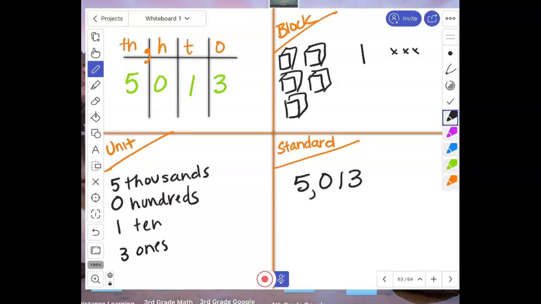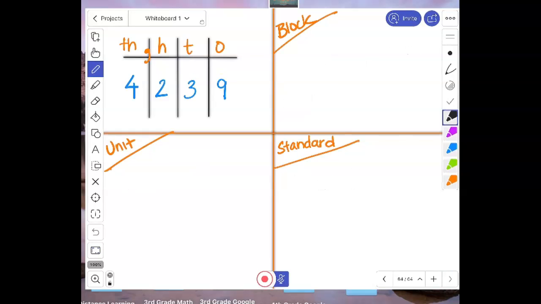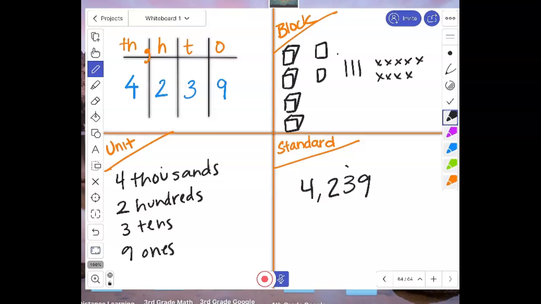Okay, your turn. I want you to pause, draw it, write out to show me you understand it, and then see it, say it, write it. I want you to pause, do it, and then come back and check your work. All right, my friends. So here you have it. I've got my 4,000s, my 200s, my 3 tens, and my 9 ones. I wrote that out. And I would say that as 4,239.